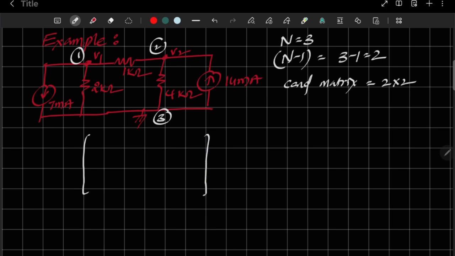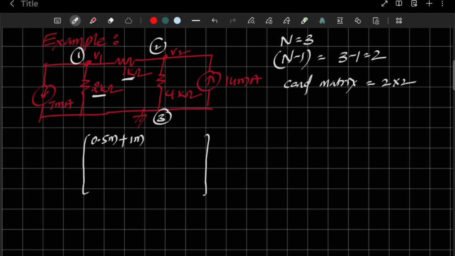Diagonal elements are filled by the conductances which are directly connected to node 1 and node 2. So what are the conductances related to node 1? One is from 2k, the second one is from 1k. But these are resistances, so we need to convert them into conductances. 1 by resistance is the conductance. So 0.5 millisiemens came from 2 kilo ohm, plus 1 milli that came from 1 kilo ohm. These are the two conductances directly connected to node 1.